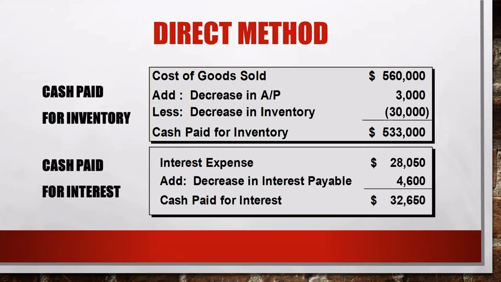Next, calculate cash paid for inventory and cash paid for interest. To calculate cash paid for inventory, start with the cost of goods sold, add a decrease in accounts payable, and subtract a decrease in inventory. To calculate cash paid for interest, begin with interest expense and add a decrease in interest payable.